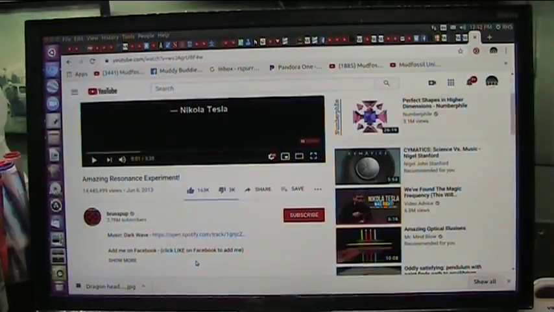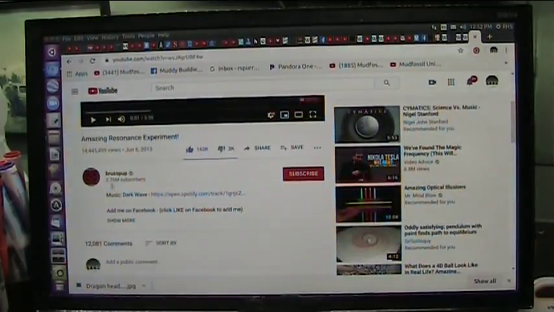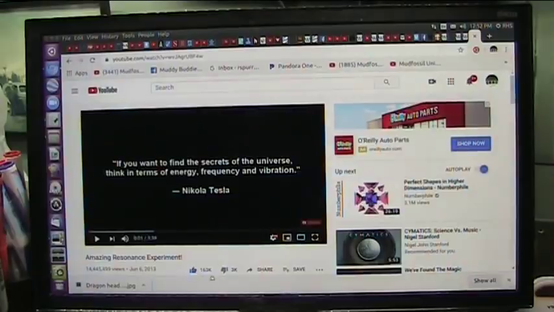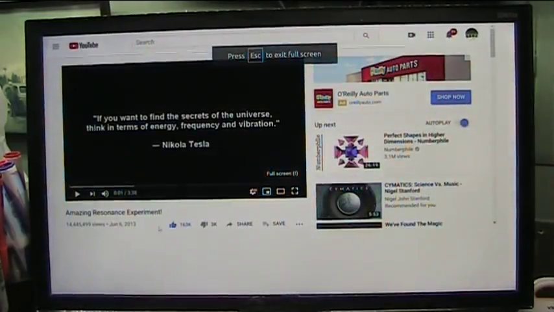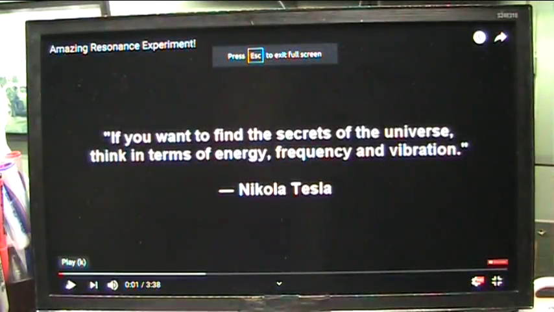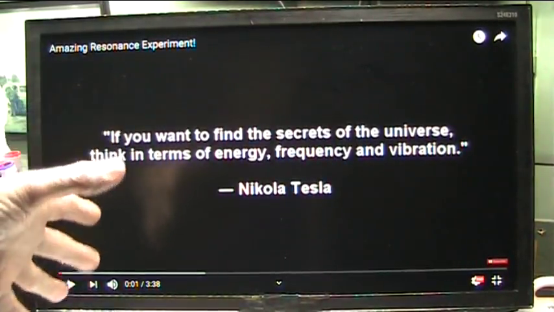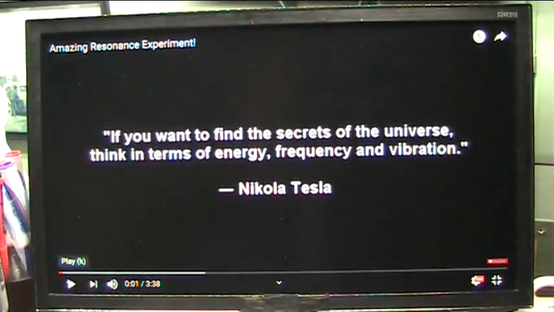All right, I am going to tell you, this is nuclear structure right here. This is the core structure. This is brush pulp. Now watch this. If you want to find the secrets, talk to Tesla. It's all about vibration. And that's exactly right. It's the frequency, the vibration, and it locks in an energy level.